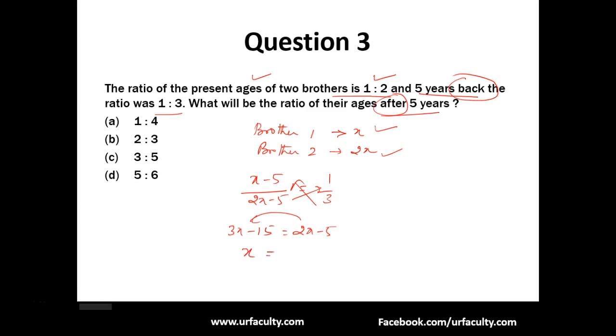So, X is equal to 10. Right? So, what happens now? The question is, what are the ages then? It's 10 and 20. The question is, what will be the ratio after 5 years? So, after 5 years, brother 1 is 10 plus 5 and brother 2 is 20 plus 5, which is equal to 15 by 25. So, the ratios are 3:5.